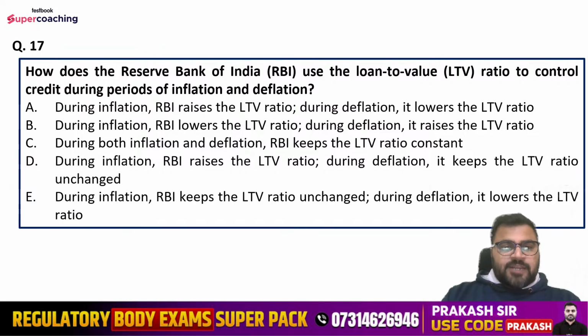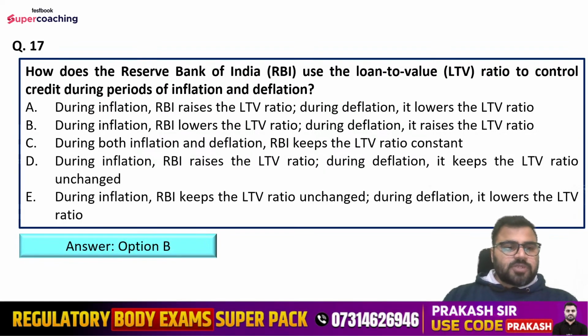During inflation, RBI raises the LTV ratio. During deflation, it keeps the LTV ratio unchanged. During inflation, RBI keeps the LTV ratio unchanged. During deflation, it lowers the LTV ratio. So, what is the correct explanation, guys? Tell me how RBI uses the loan to value ratio. So right answer is option number B, that is during inflation RBI lowers the loan to value ratio and during deflation it raises the loan to value ratio.